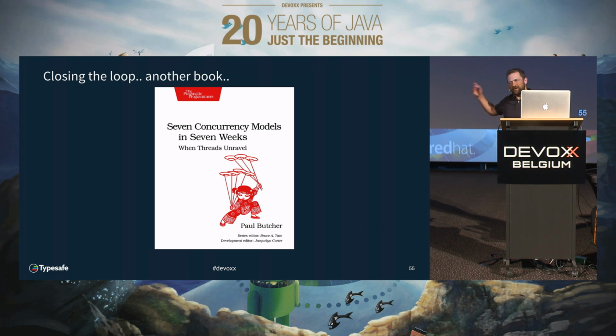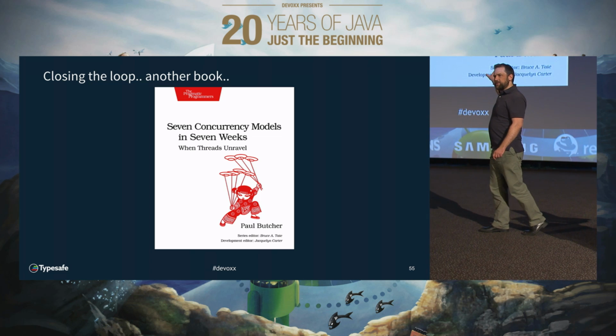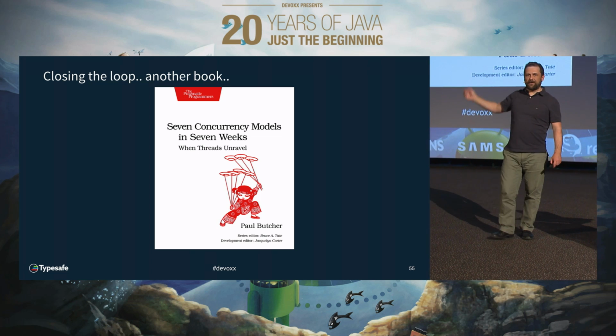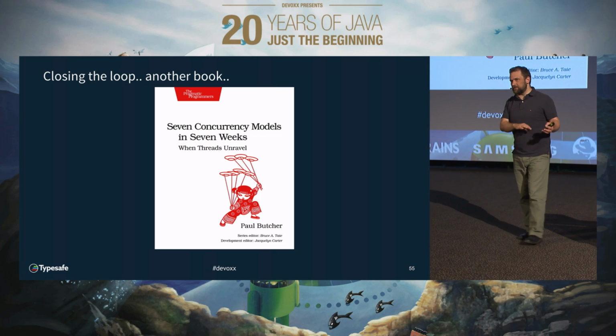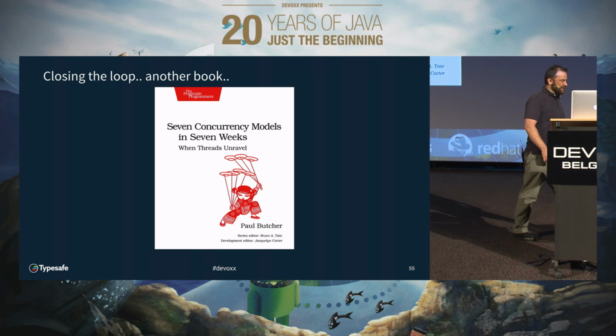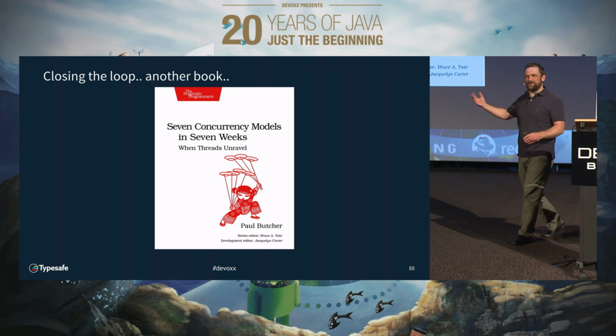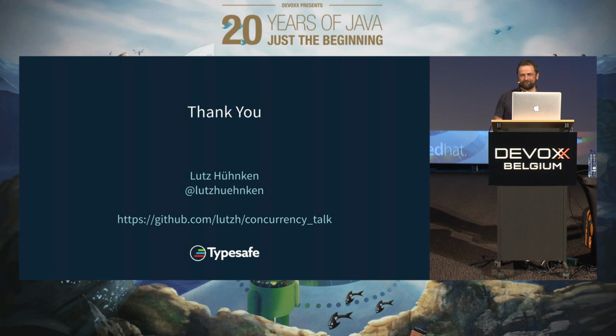Oh yeah, if you're like me and you like books and you want to read a printed book, I highly recommend this book. It's called, obviously, Seven Concurrency Models in Seven Weeks. It covers all the concurrency models I talked about and three more. But it's not restricted to the JVM. It also looks at other runtimes, of course. And that's it.